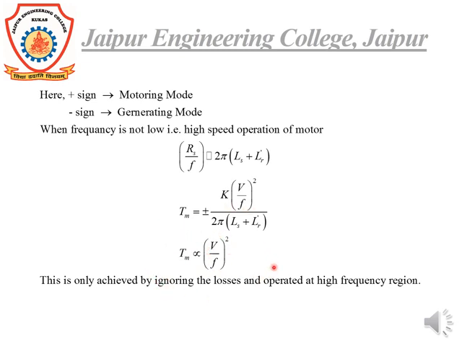Okay, that's why we call it V by F control. So if we keep this ratio constant, the torque will remain constant. If we do not change the ratio, the torque will remain constant. So if we want to maintain the maximum torque constant, we have to vary voltage and frequency both. Okay, so this can only be achieved by ignoring the losses and operating in the high frequency region.